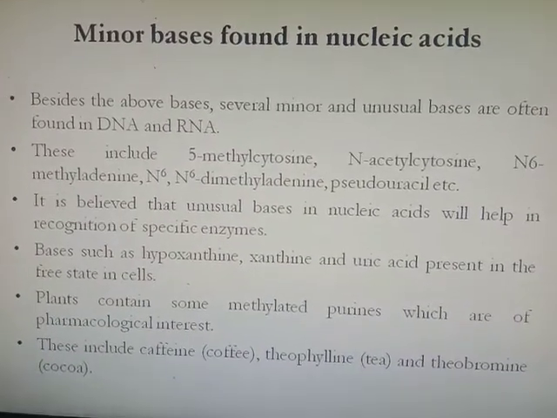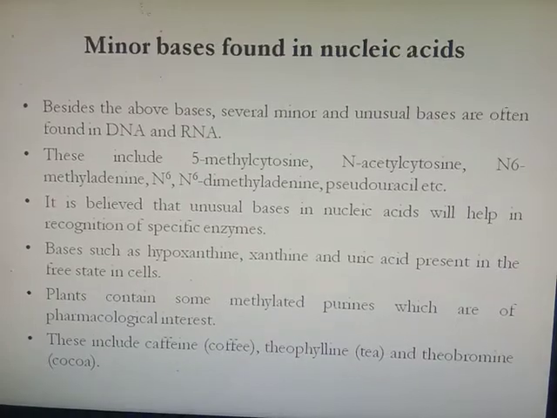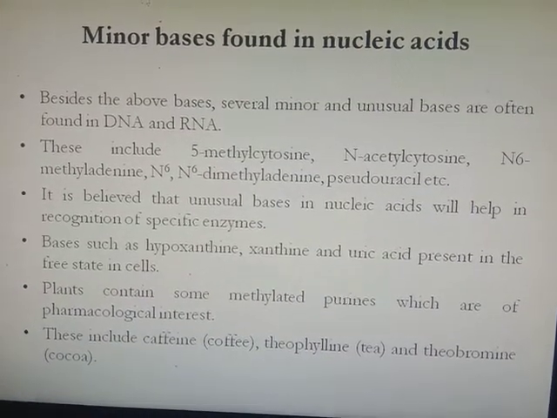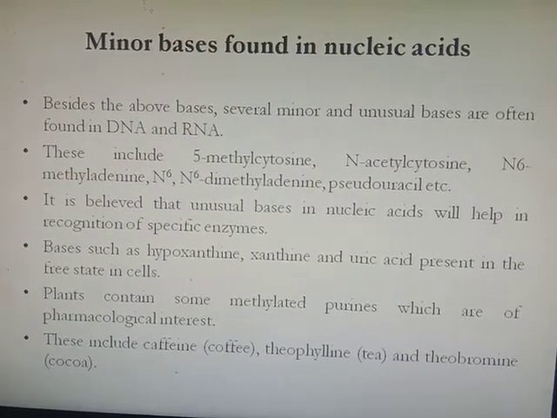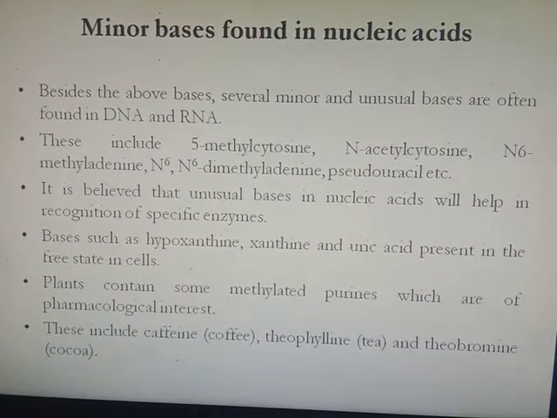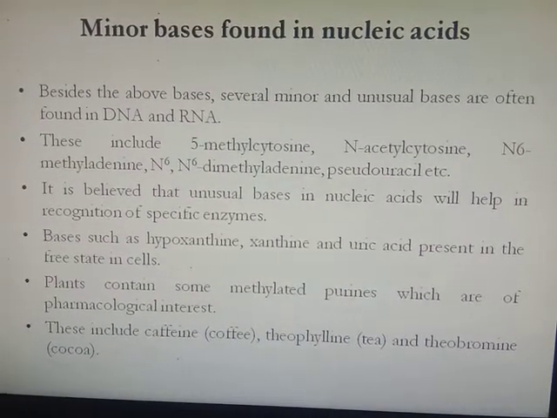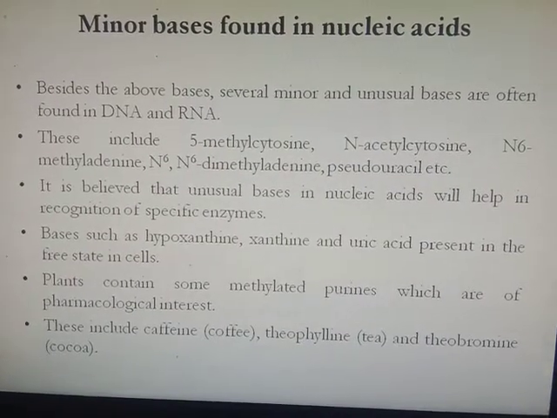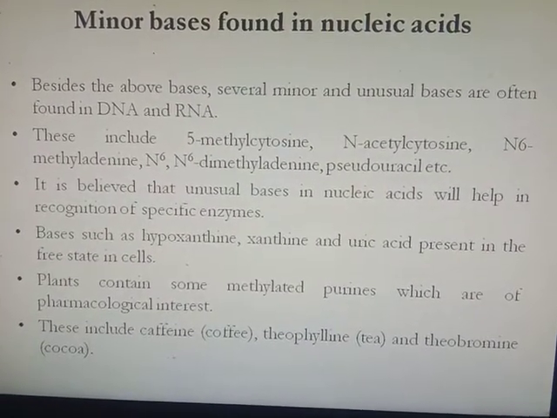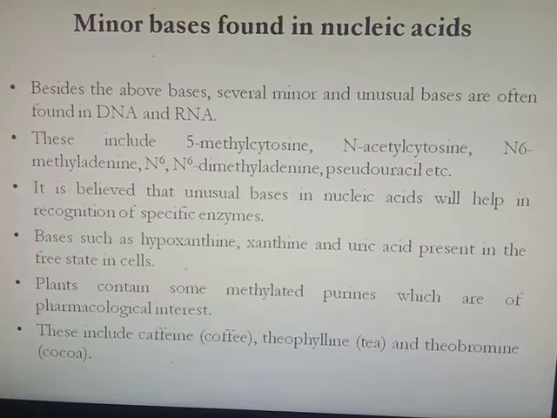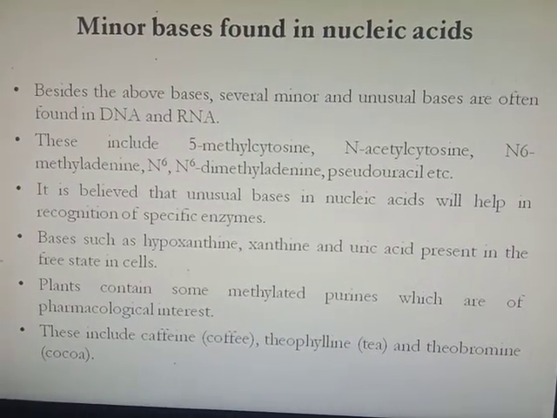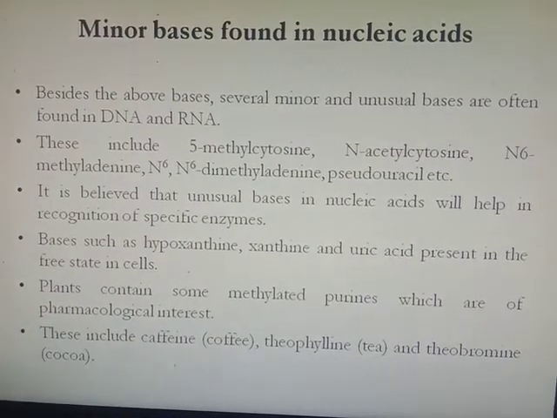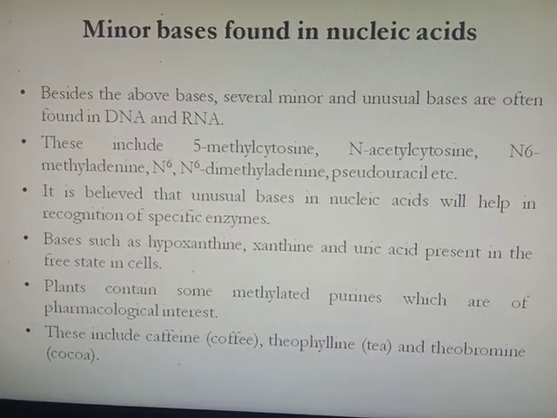Till now we have discussed the major bases which are found in nucleotides, other than adenine, guanine, thymine and cytosine. Some minor bases are also found in nucleic acid. So we will discuss those one by one. Besides the above bases, adenine, guanine, thymine, cytosine and uracil, several other minor and unusual bases are often found in DNA and RNA.